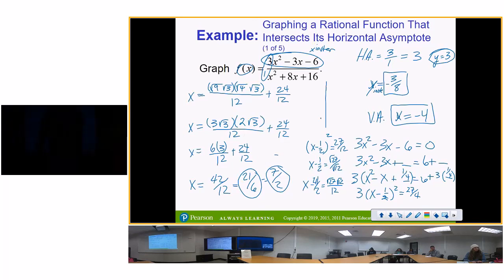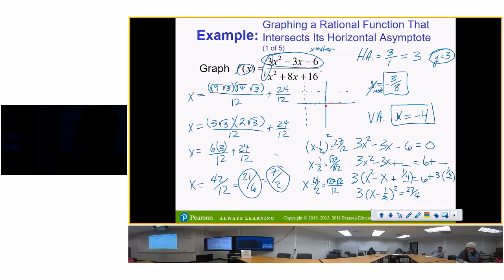All right, let's see what we got. We got a horizontal asymptote of what? 3. We got a vertical asymptote of what? Negative 4. Okay, we got a y-intercept. I'm going to do it in red. We got a y-intercept of negative 3/8. Negative 3/8 is right there. And we got an x-intercept of 7/2, which is 3.5, somewhere in there.